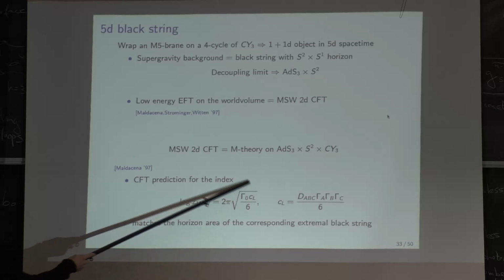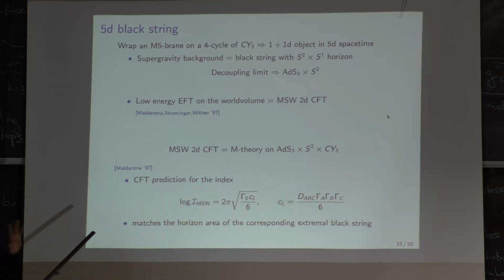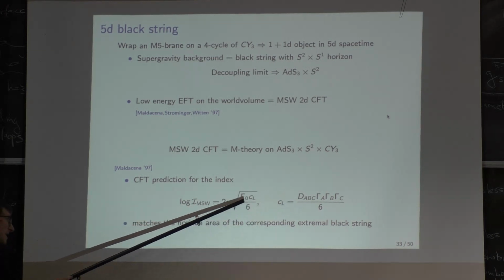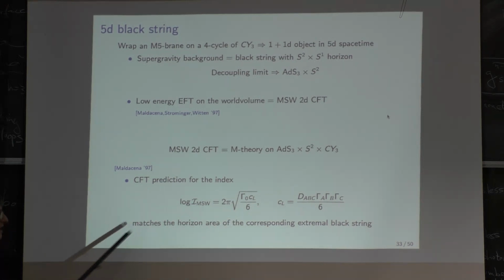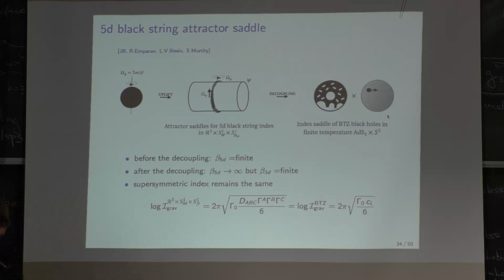And it's simply given by this expression, where these gammas are, in the 4-dimensional notation, the charges of the corresponding black hole. And importantly, this index actually matches the horizon area of the corresponding extremal black string. So that's the usual old Lorentzian logic, where you compare the index to the horizon area of the corresponding extremal black hole. Black string, thank you.